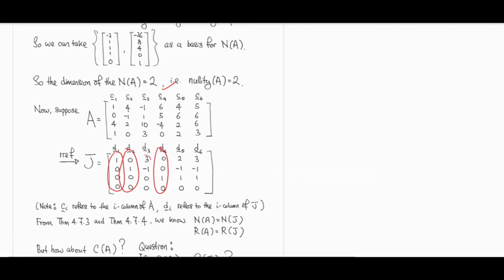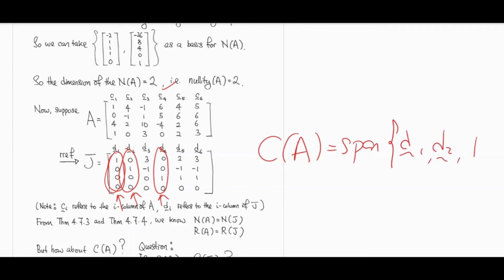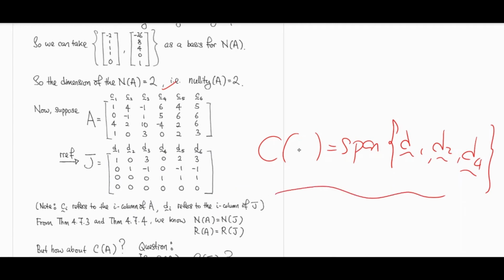So this one here, we can get this vector easily by combining column 1 and 2. So you can see these are linearly independent. So maybe, if you look at this one right here, we can say that the column space of A is actually spanned by these 3 vectors, D1, D2, and D4. It's tempting to say that, but if you actually do this, this is actually the column space of J.